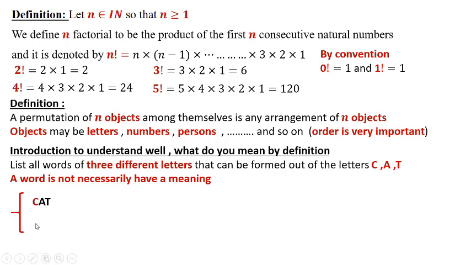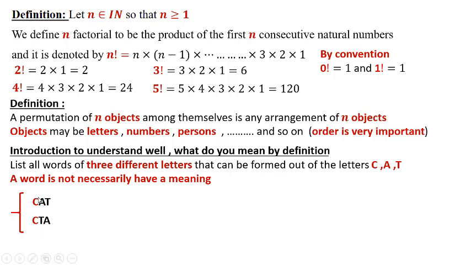If C is the first letter, then A and T can be arranged in 2 different ways to get the options CAT and CTA. Pay attention here. CAT itself is a word, cat. CTA, this word has no meaning. In this situation, we say order is important simply because these 2 words are different.